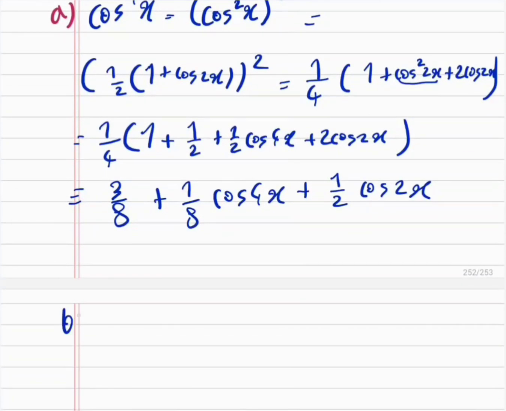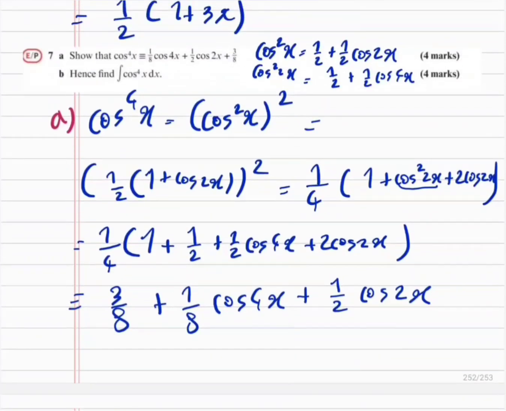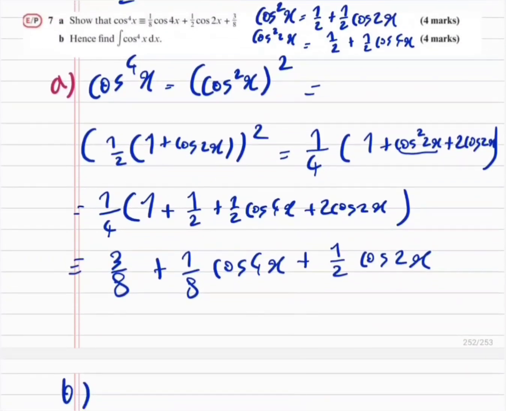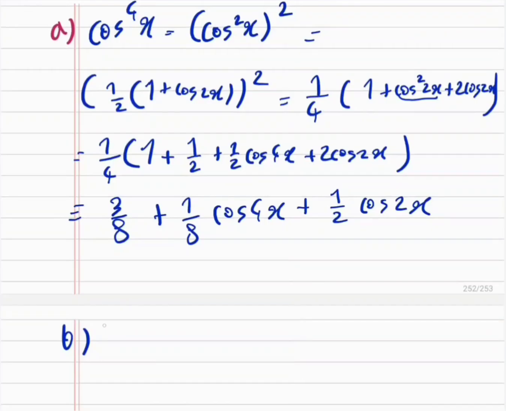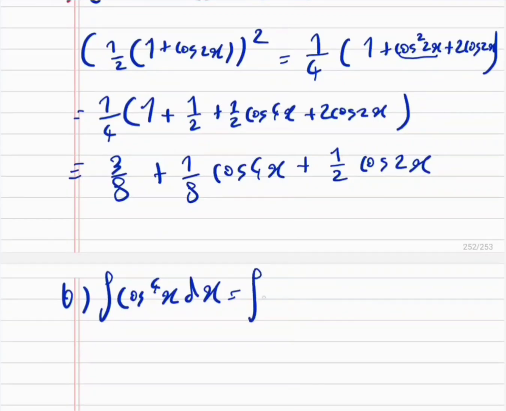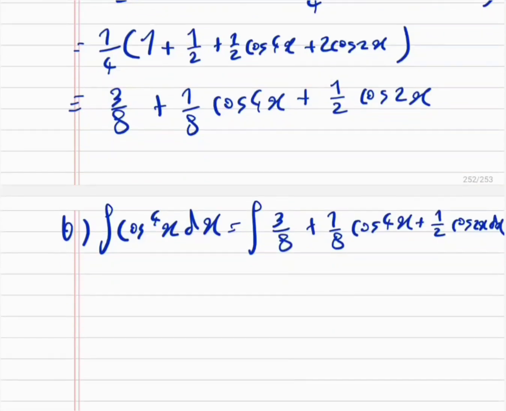Now in part B, we just want to integrate cos to the power of 4x, but the whole point of doing this was to finally have this in an easier form so that we can substitute and use that in our integration. So we have the integral of cos to the power of 4x dx. However, this is equal to the integral of 3 over 8 plus 1 over 8 cos 4x plus a half cos 2x dx, which is a very simple integration.